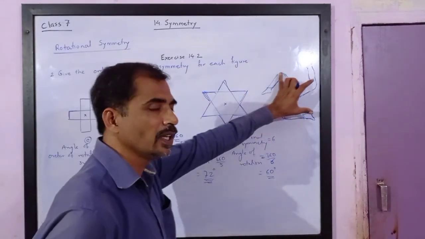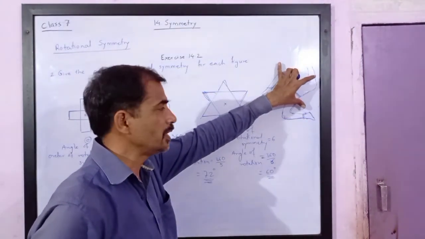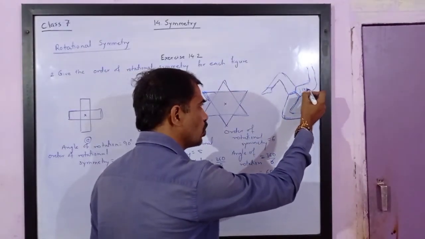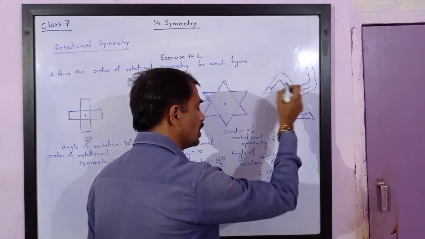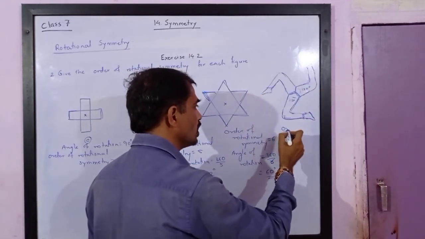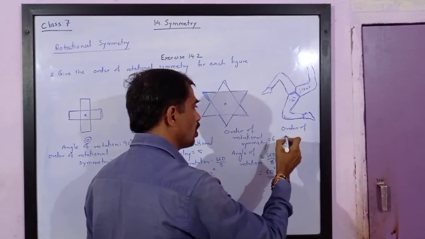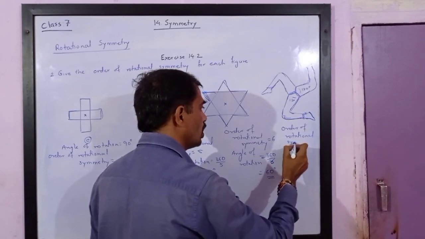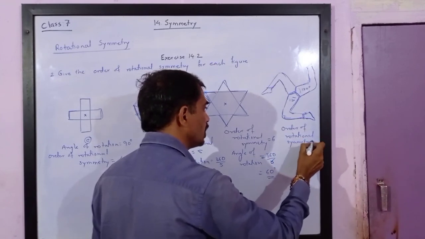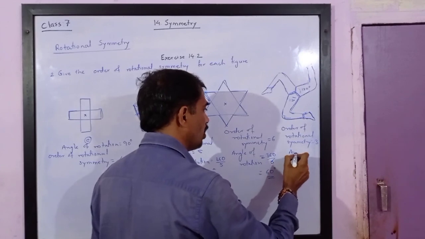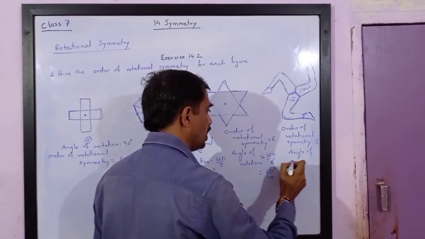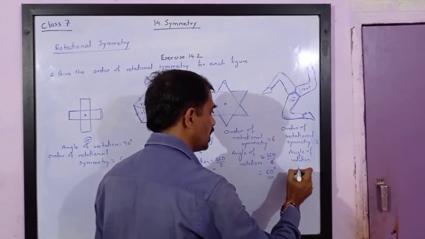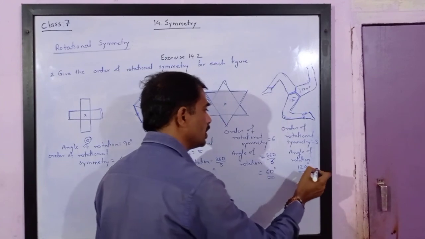Now the last figure. Even if my figure is not looking symmetrical, you have to assume that it is symmetrical. All three legs are the same. So in this case you will notice that the angle of rotation is 120 degrees, 120 degrees and 120 degrees. So here the order of rotational symmetry is 3, and the angle of rotation is 360 upon 3, which is equal to 120 degrees.